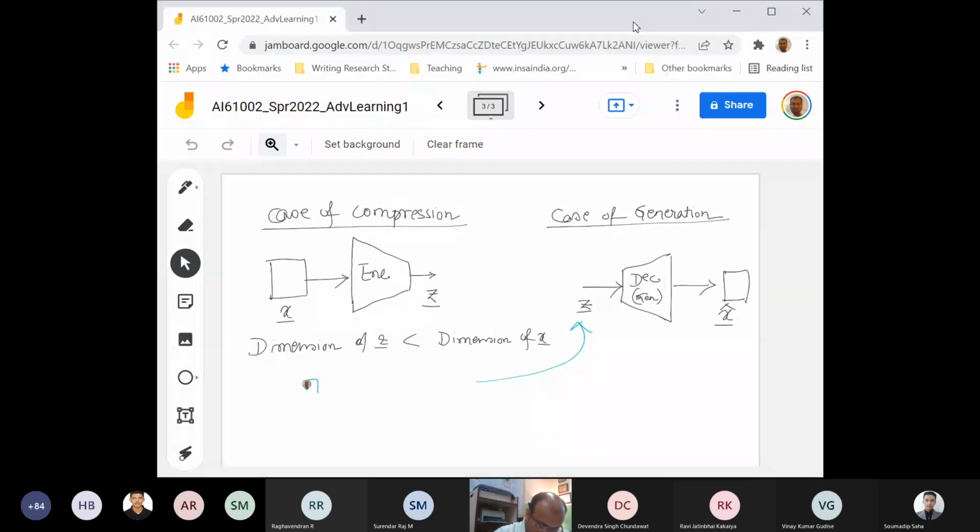So if Z is being fed directly to the decoder, then it can generate images.